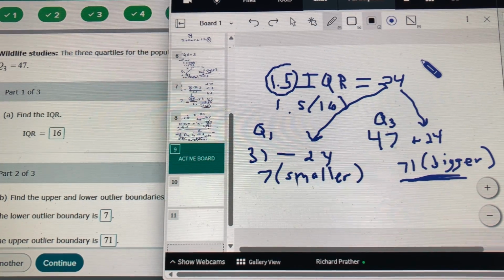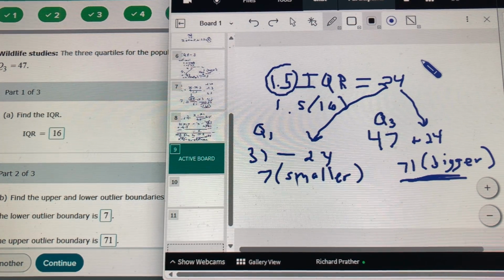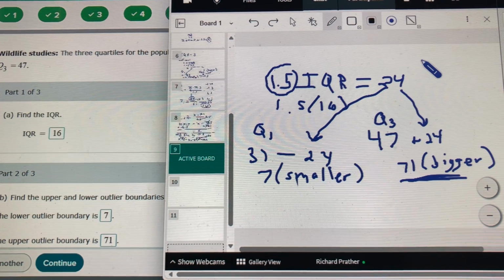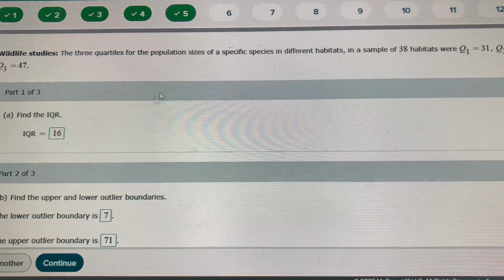So a lot of things in math and science, whoever discovers them or invents them gets to name them. They get to come up with the rules. And if enough people like what they're doing and follow them, then it eventually becomes a rule that everybody follows. So literally the 1.5 was just made up by somebody.